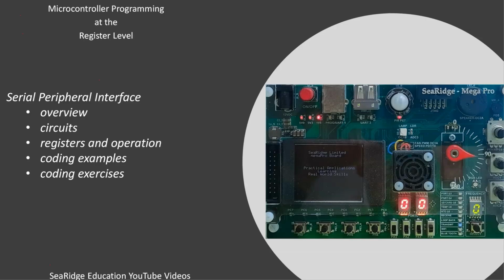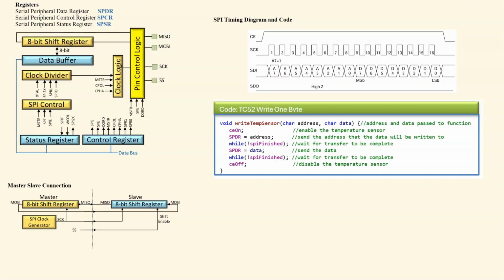I look at the serial peripheral interface. I explain where it's used. I show you the registers and how to program them, showing the register interconnections, the master-slave connection. I show the SPI timing diagram, and I show how to code the SPI.